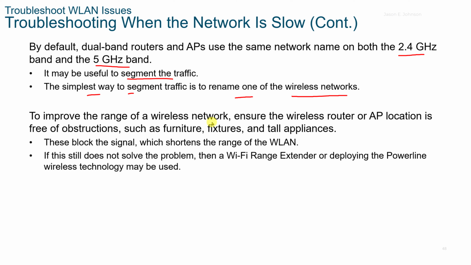To improve the range of the wireless network, ensure the AP is located free of obstructions such as furniture, fixtures, and tall appliances. Make sure it's as high up in the building as possible, or as high on that floor as possible. Make sure there's no metal, lighting, or things like that that could block the signal.